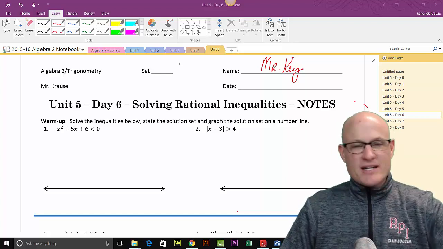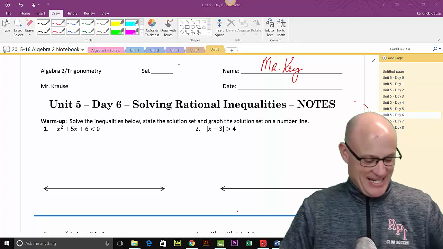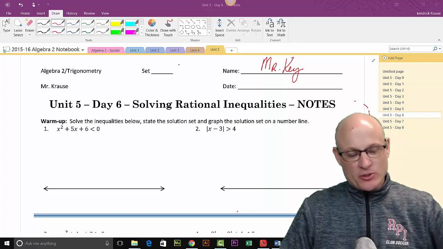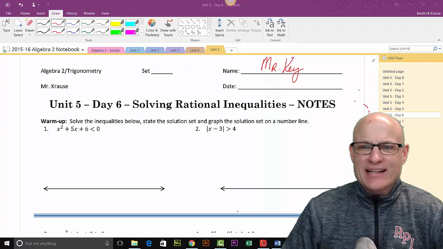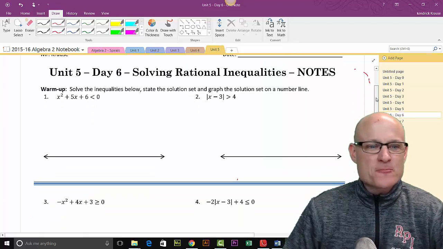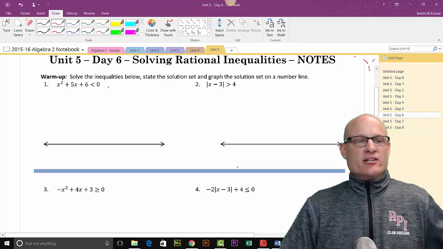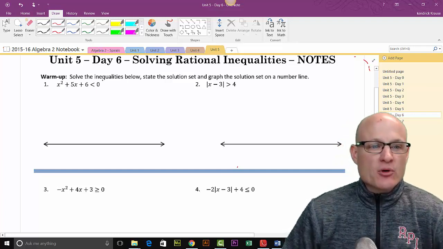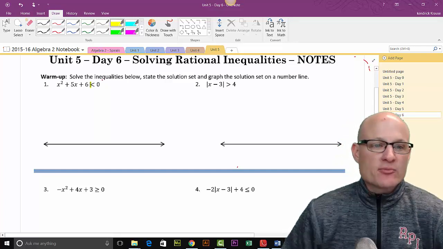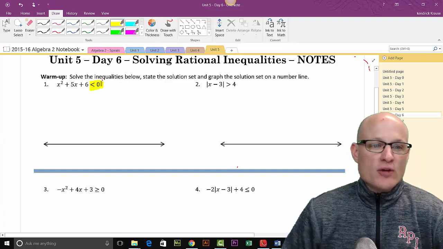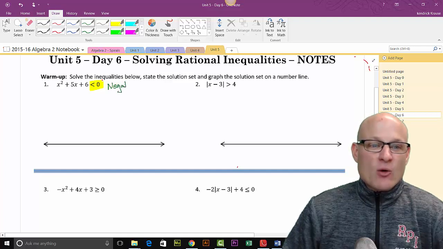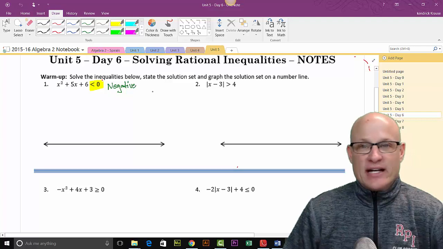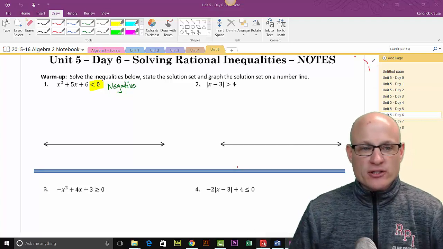Alrighty, we are on day 6. This isn't a difficult topic, although some kids kind of struggle with it. So let's take a look and see what we got here. What we have here is a parabola. Now, the important part of this parabola is right here at the end, this part right here. It means less than 0, Mr. Krause, but what does that mean? It means negative. Now, what I want to do is show you what this looks like graphically. So we're going to go take a look at this graphically.